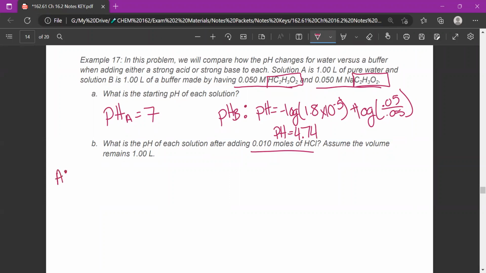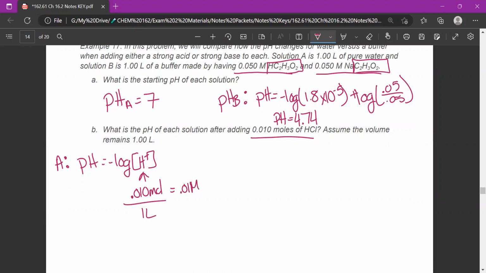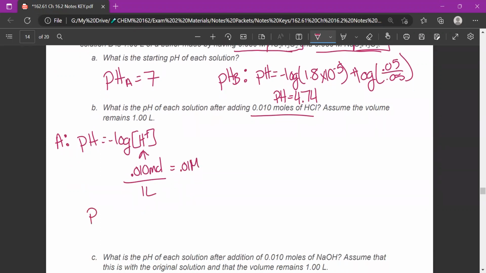So I'm going to do A first. Okay, well, I want to find the pH of, I added a strong acid to water. Okay, the pH is going to be the negative log of my H plus. That's it. Okay, now let's see, I had 0.010 moles of HCl. I have 1 liter to begin with. So that's pretty easy. The concentration of this is 0.010 moles over 1 liter, which is 0.01 molarity. Okay, so the negative log of 0.01, I get a pH of 2. So look at that. We went from 7 to 2 from adding 0.01 moles of hydrochloric acid. Now, what happens to the buffer?